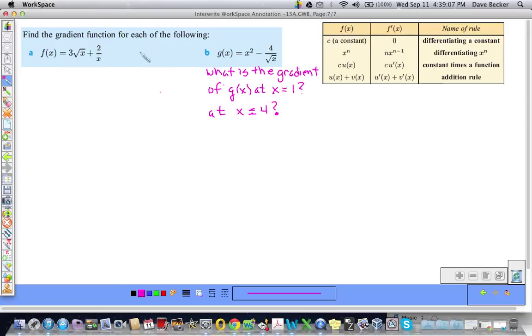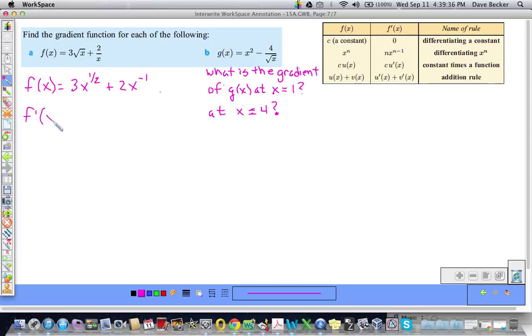Find the gradient function for each of the following. Okay, f of x equals 3 root x plus 2 over x. I do not know how to take the derivative of a square root. However, I do know how to take the derivative of a variable with an exponent. And remember, you can write the square root of x as x to the 1/2 power. And like we did before, I'm going to rewrite 2 over x as 2x to the negative 1.